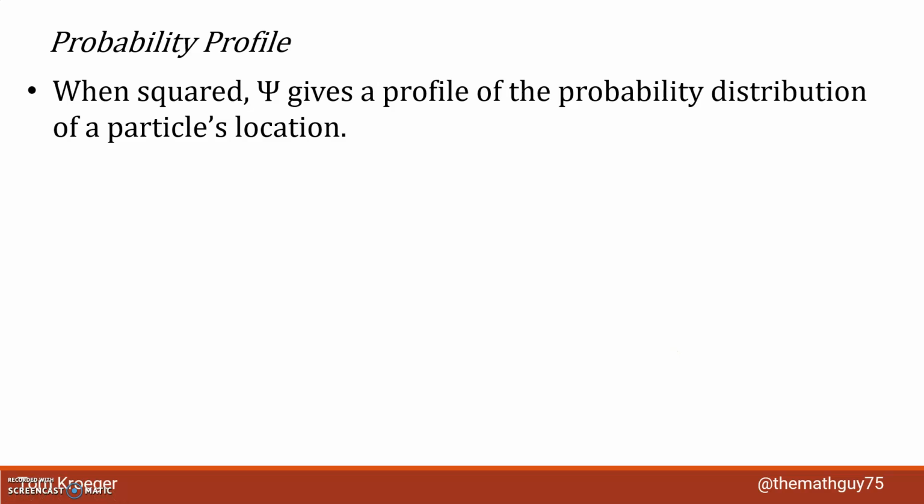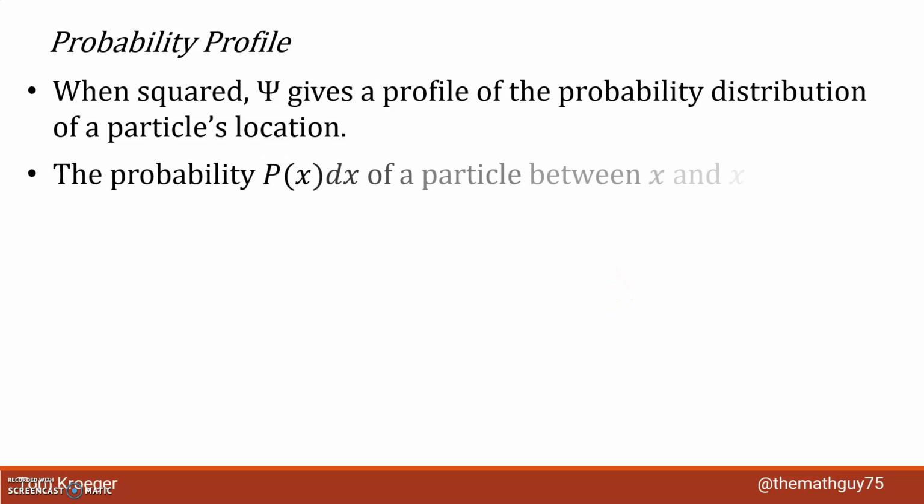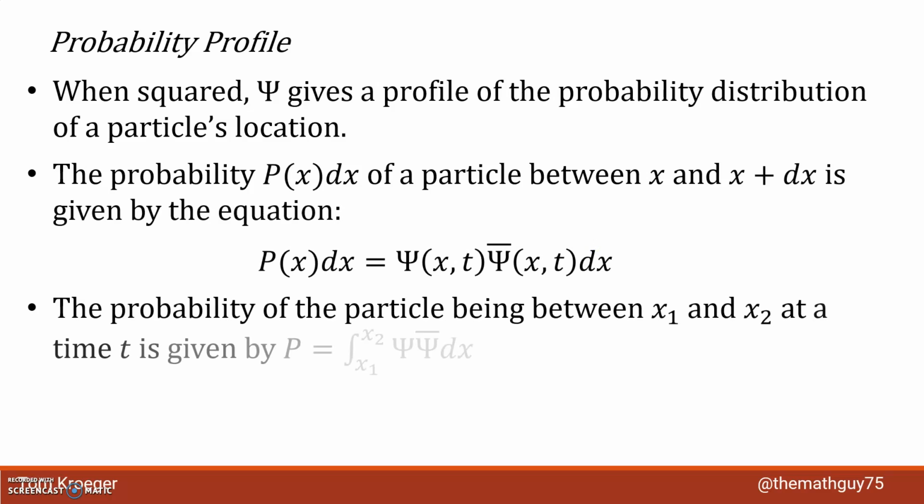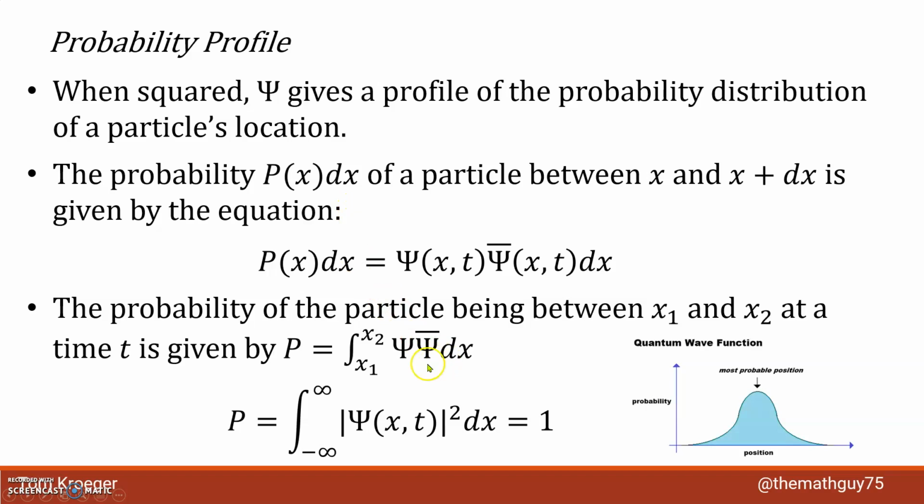Again, a probability profile is when the norm squared of psi gives the profile of probability distribution of the particle's location. And here are some equations to calculate that probability. Again, it's dealing with the norm squaring, multiplying the function times its conjugate. And if you're familiar with probability, of course, the total probability has to equal 1. So that's just the integral there, the infinite integral there.